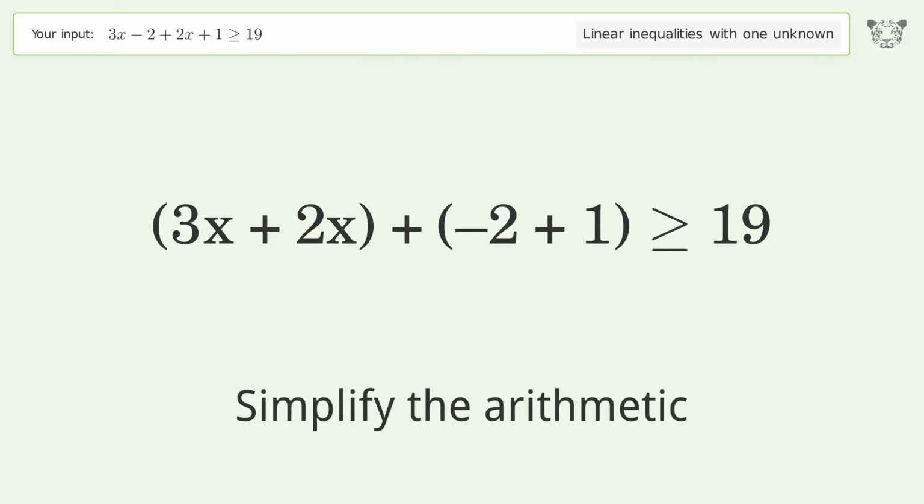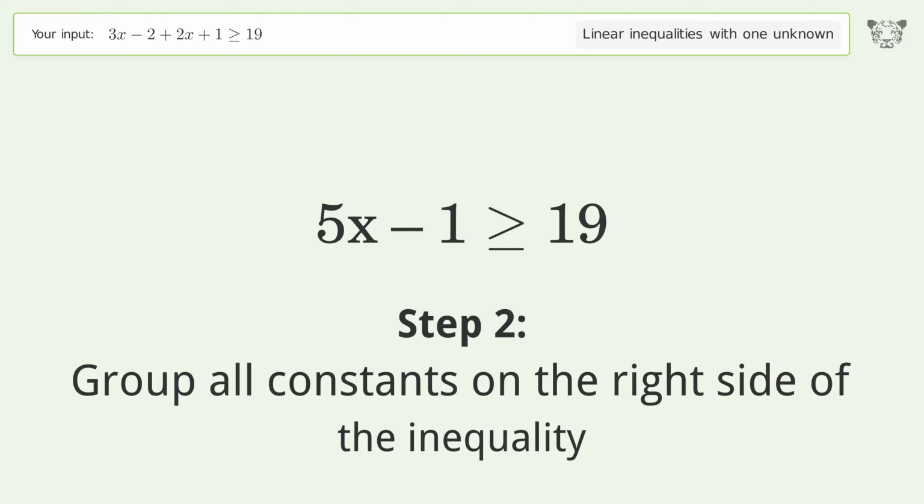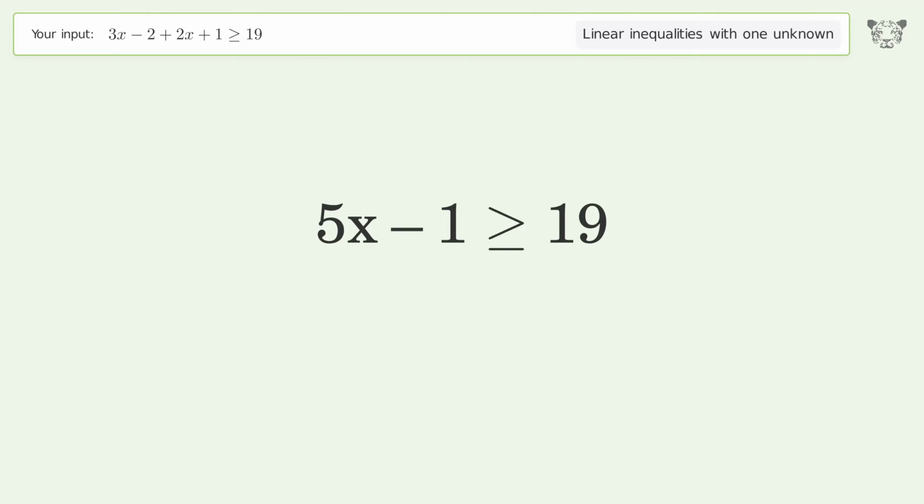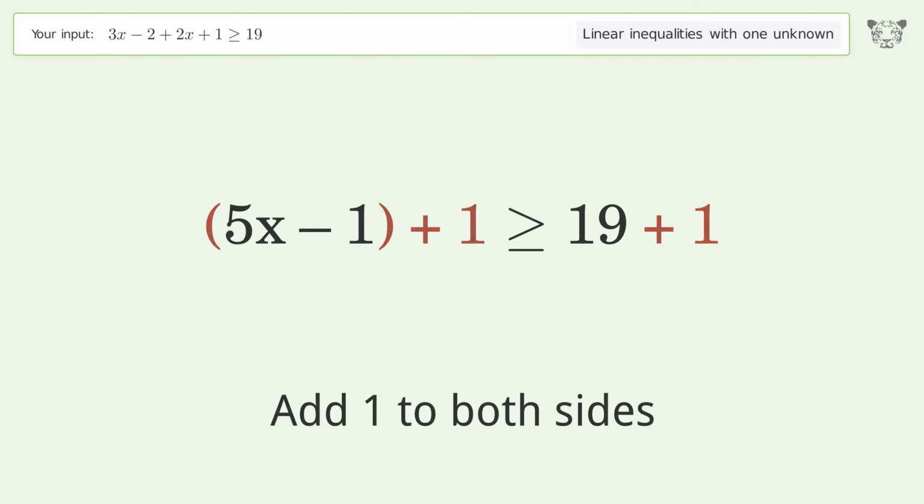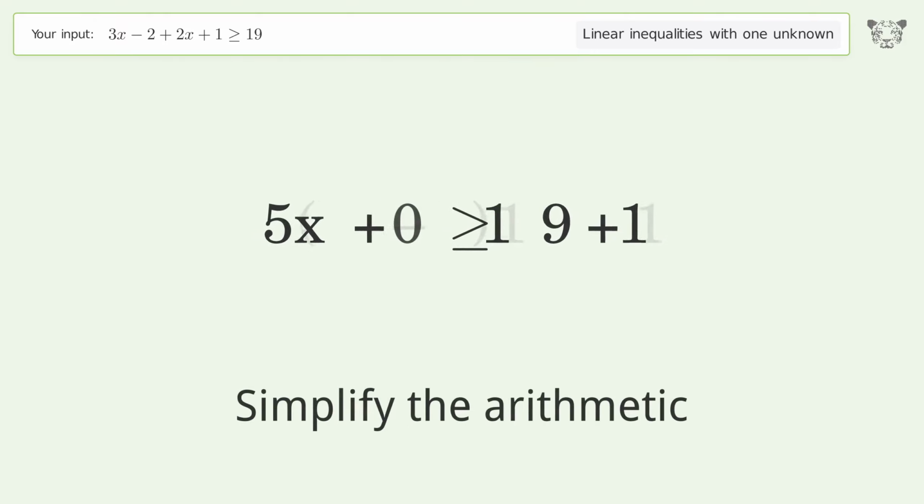Simplify the arithmetic. Group all constants on the right side of the inequality. Add 1 to both sides. Simplify the arithmetic.